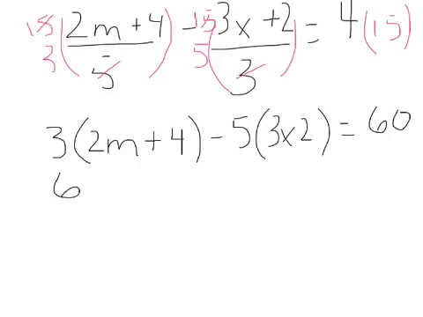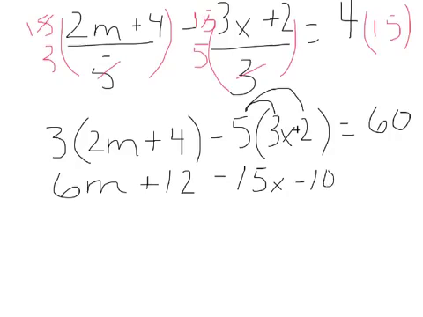I have 6m, 3 times 2, plus 12, my 3 times 4, subtract 15x. Oh, we lost our addition sign in here. I'm just going to squeeze that in. 3x plus 2 there. So I just did 5 times 3x, which is 15. I'm going to do negative 5 times positive 2, which is negative 10, which equals 60. Gather like terms.